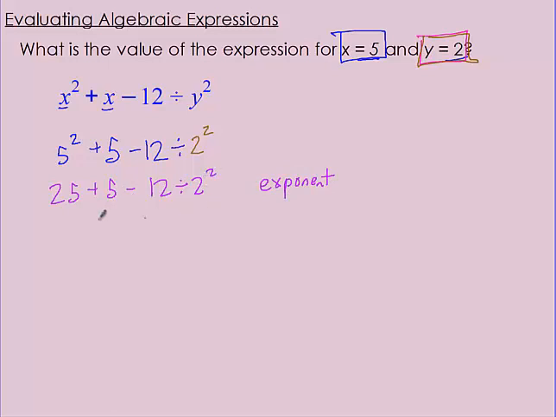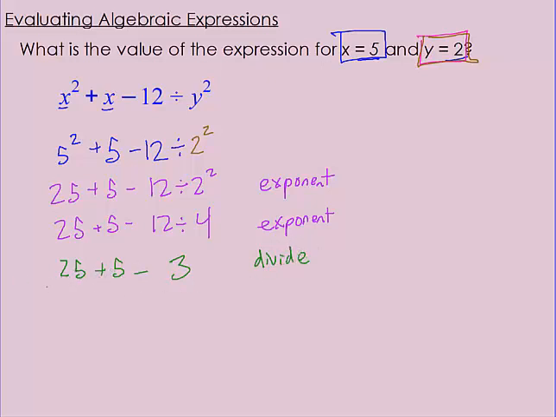Second step, we got another exponent, and 2 squared is going to be 4. So it's 25 plus 5 minus 12 divided by 4. Another exponent. Now next step, I don't have exponents, but I have a multiply and divide. I do have a divide. So what I'm going to do is do 12 divided by 4, which becomes 3. So it's 25 plus 5 minus 3. And this was a divide.